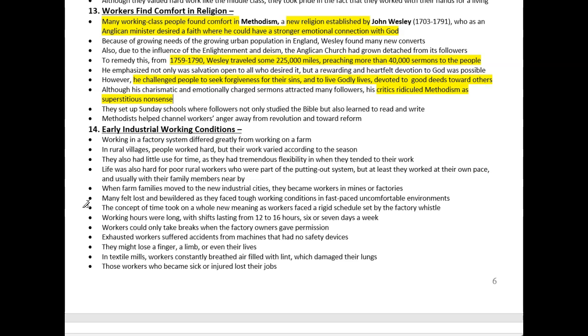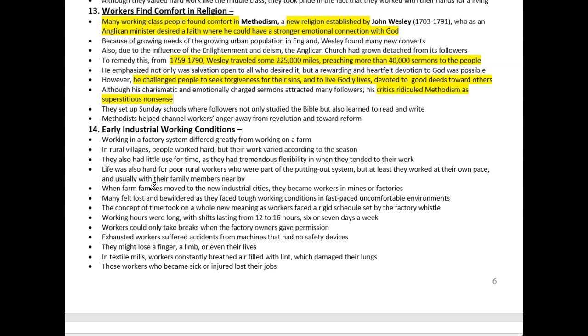Early industrial working conditions, number 14. Working in a factory system differed greatly from working on a farm. In rural villages, people worked hard, but their work varied according to the season. They also had little use for time, as they had tremendous flexibility in when they tended to their work.